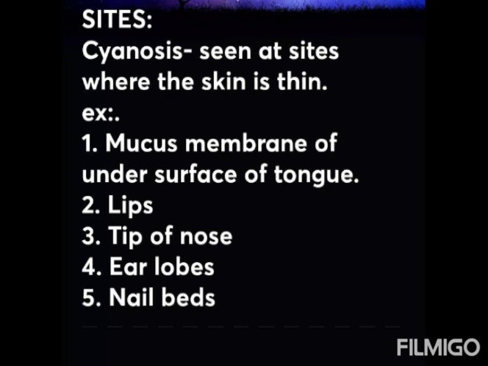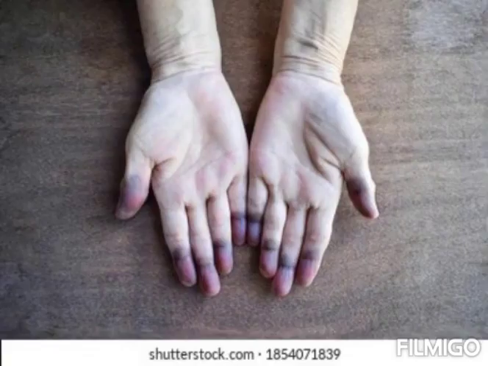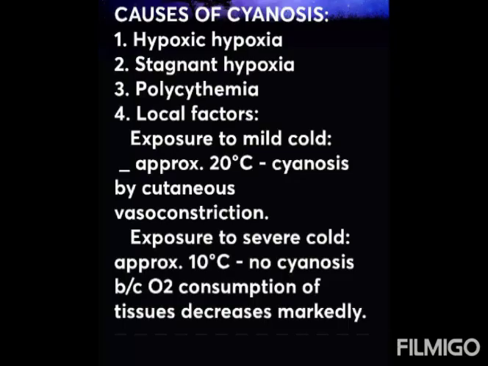So site. Cyanosis is seen at the sites where the skin is thin. Example, mucous membrane under the surface of the tongue, lips, tip of the nose, ear lobules, nail buds. These are the examples for the cyanosis occurring sites. So this picture showing the cyanosis occurring on the fingers, terminal end of the fingers.